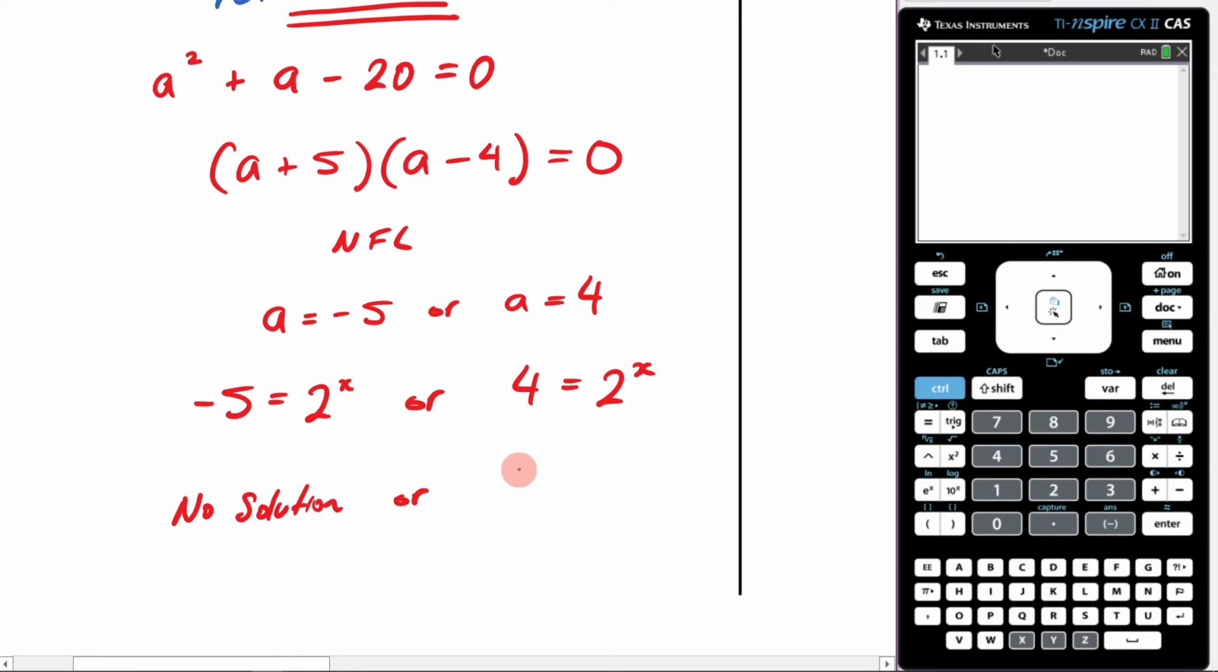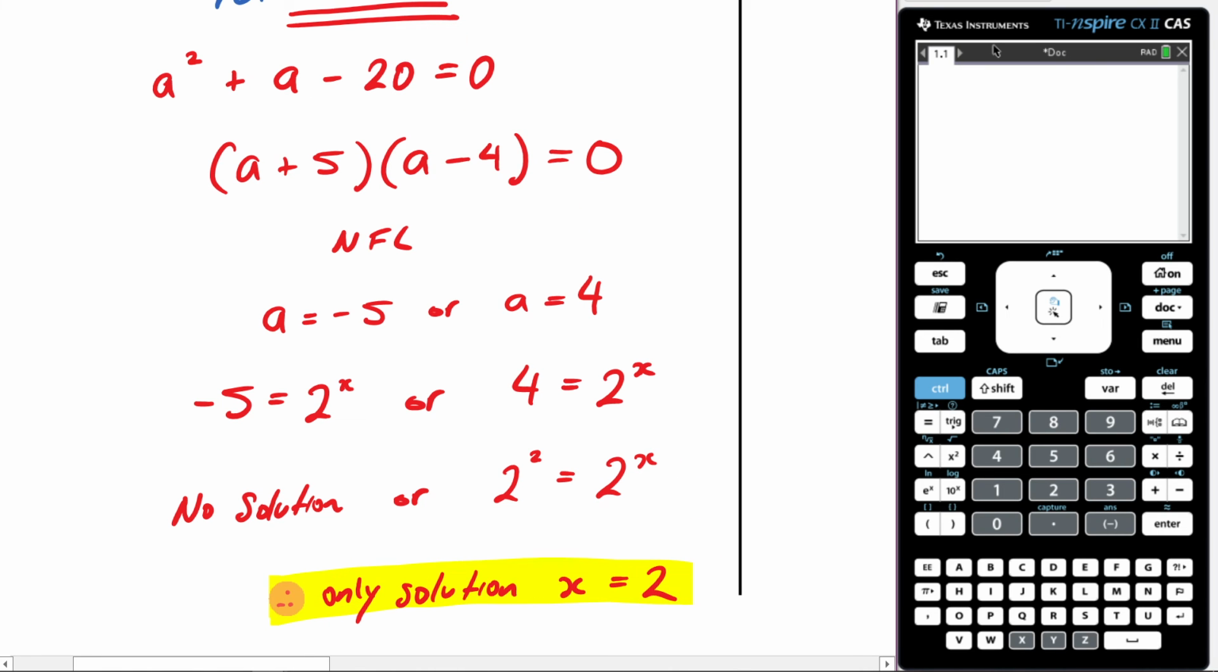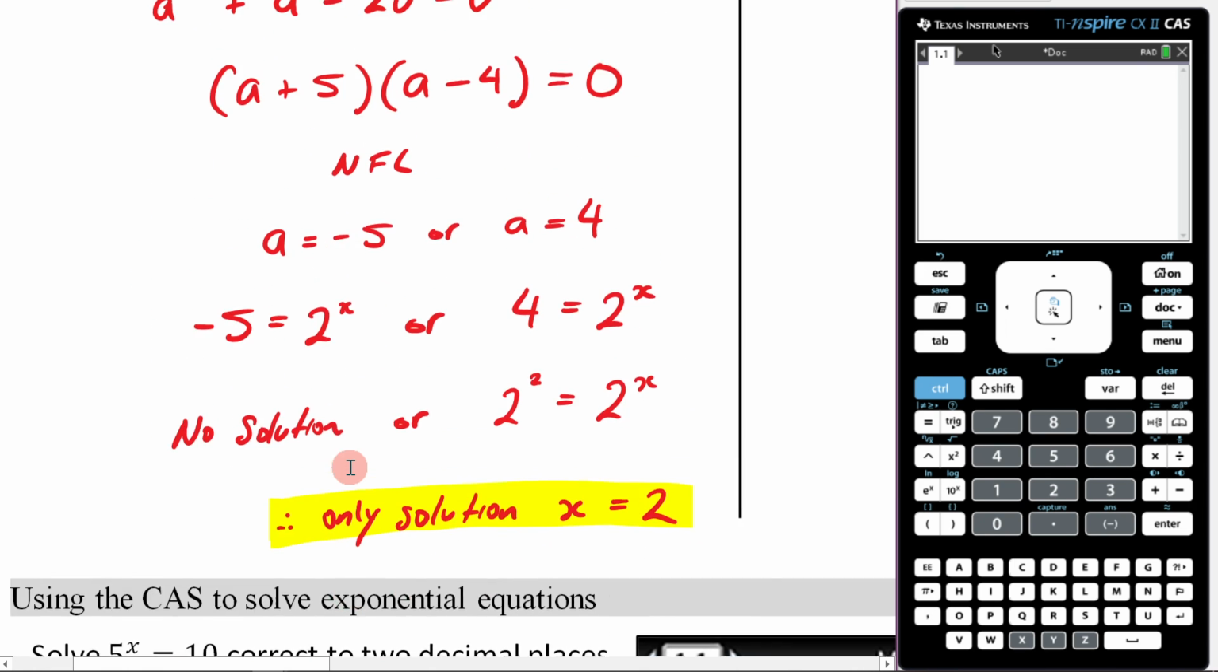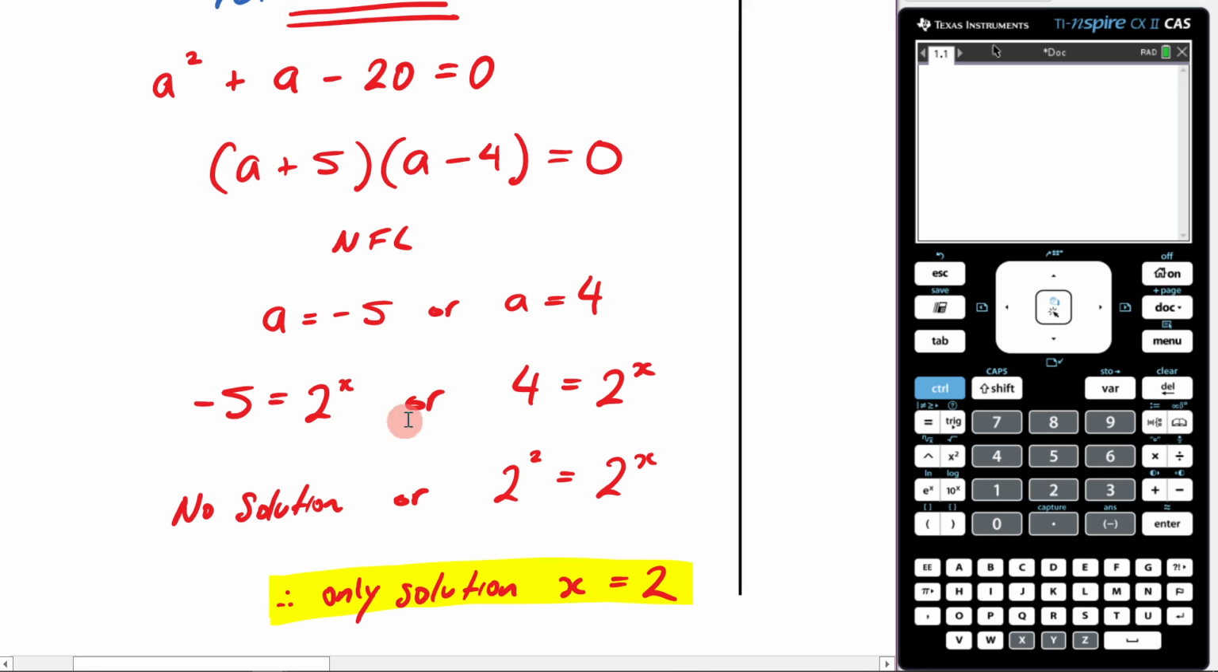Over here, hopefully you can see, well, 4 is the same thing as 2 squared equals 2 to the x. Therefore, the only solution is x is equal to 2. That's my only solution. So let me highlight that. X is equal to 2. Okay, hopefully that made sense. It is a bit of a tricky one when you're dealing with quadratics, but you might like to now pause the video and see if you can do the next question for yourself.